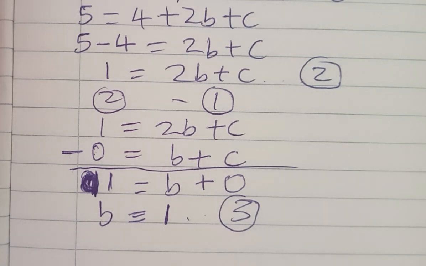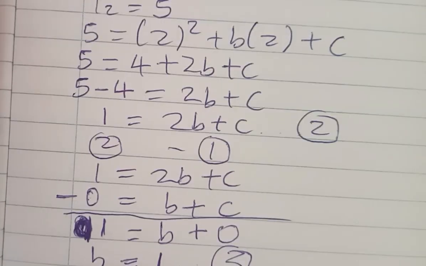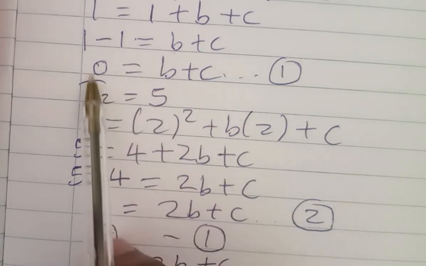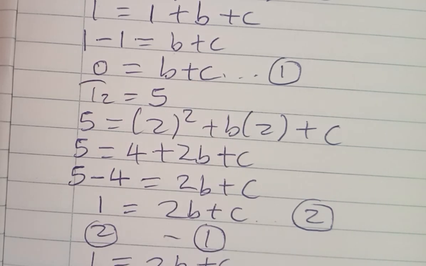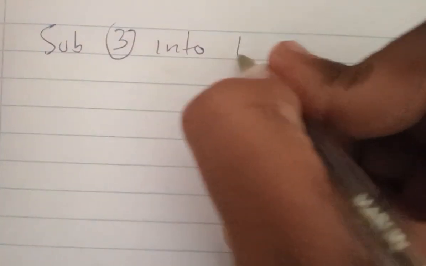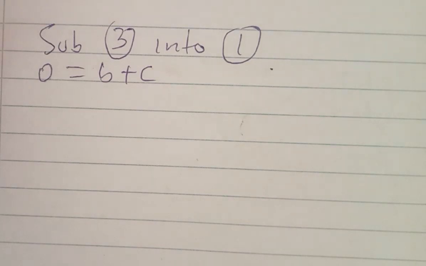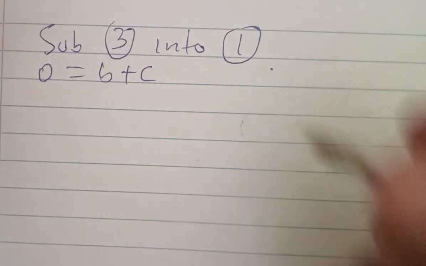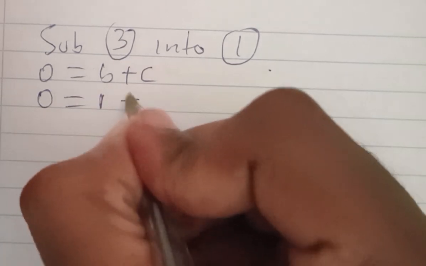You see? So the next step, I will substitute equation 3 into equation 1. Remember, our equation 1 is 0 is equal to b plus c. So where I see b, I will substitute 1. Remember I said I will have to substitute equation 3 into equation 1. And our equation 1 is 0 is equal to b plus c. My equation 3 is 1, so where I see b, I substitute 1 plus c.